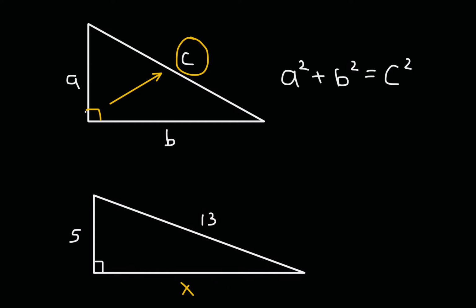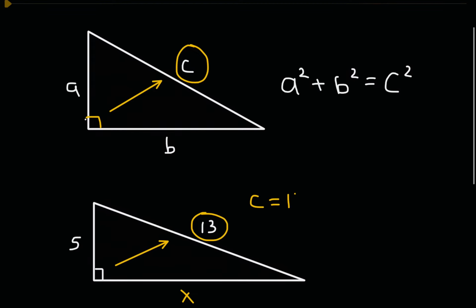So firstly, you have to identify what a, b, and c are. Remember, the most important thing is that c has to be the length opposite the right angle. So in this case, c will be 13, right? So you've got to note that down first, that c is equal to 13.